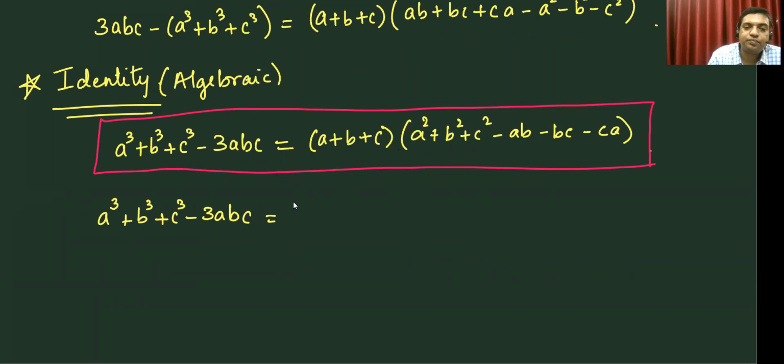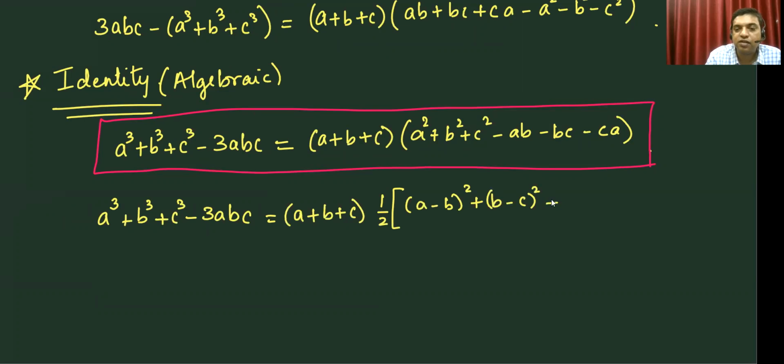Okay. Now this is a plus b plus c times... this I can write further as half of a minus b the whole square plus b minus c the whole square plus c minus a the whole square. See this?